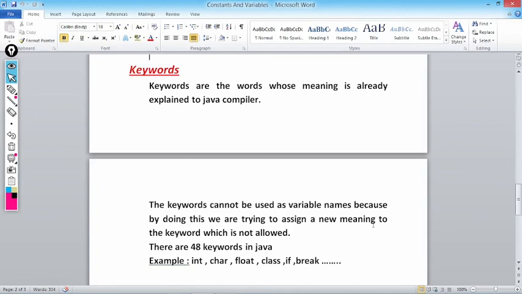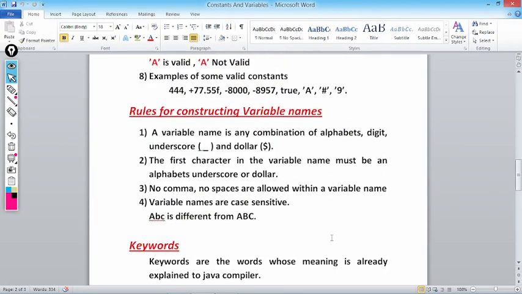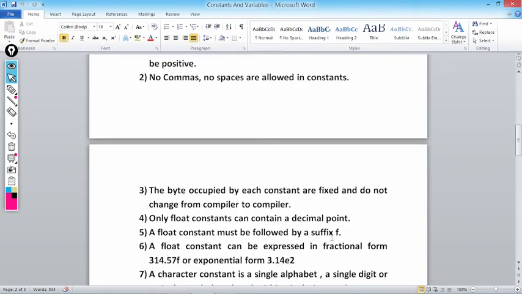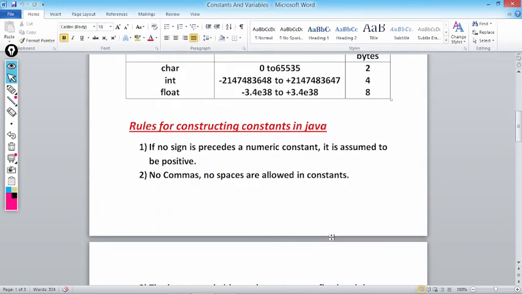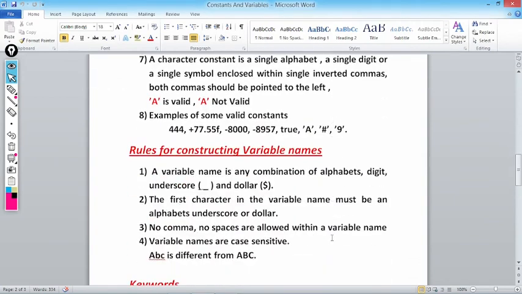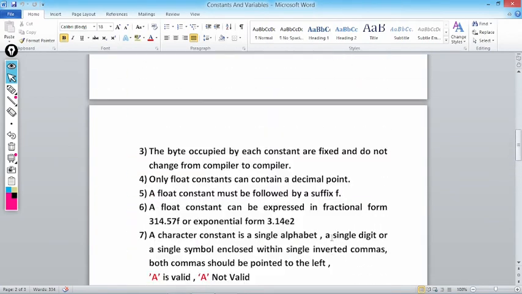Next, there are 48 keywords in Java. As our course moves up, we will see them one by one. Examples: int, char, float, class, if, break. These are examples of certain keywords. I think everybody is now clear with what is a constant, what is a variable, how we can construct a variable name in Java, and what is a keyword. If any doubt, you can ask me.